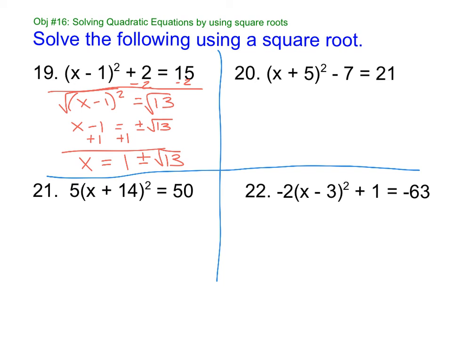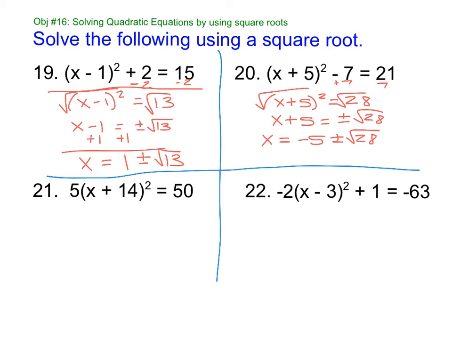All right, number 20. So what do we do first? We're going to add 7. And we get x plus 5 squared equals 28. Square root of both sides. x plus 5 equals plus or minus root 28. Subtract 5 on both sides.